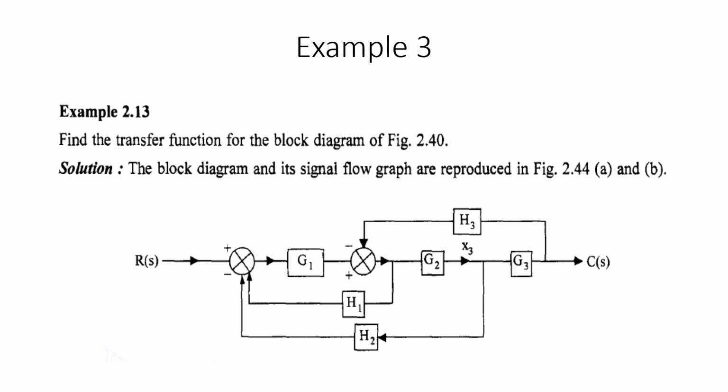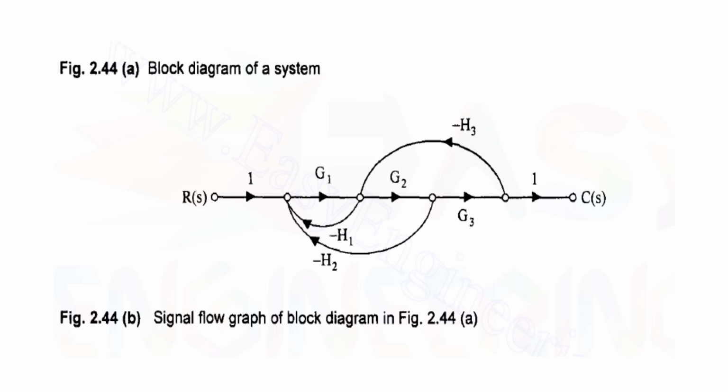So we have 1, 2, 3, 4 nodes followed by an input and an output node, which you need to replace with the signal flow graph. This is my first summing point, second summing point, takeoff point, and you have another summing point here, takeoff point here, and this is your output node and this is your input node. So you have connected according to the block diagram representation which is given to you.